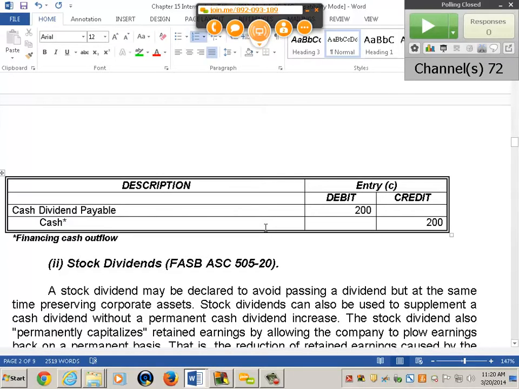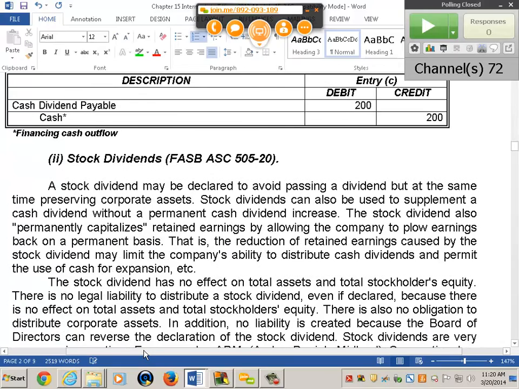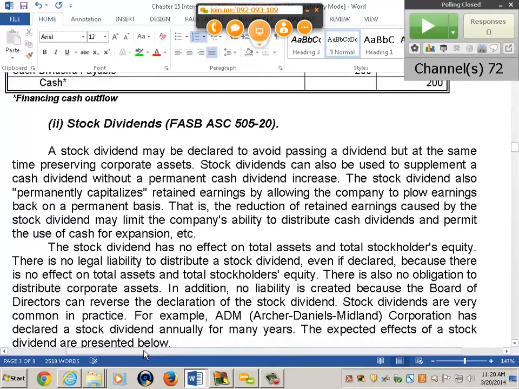Okay. Now, what I know you didn't see, stock dividends. Stock dividends are used often. They're generally used to either avoid passing a dividend, or usually it is a supplement to a cash dividend. A stock dividend, we say, permanently capitalizes retained earnings. Essentially what it means is that when you have a stock dividend, you are reducing retained earnings without using assets, so that retained earnings goes down, but the assets stay in the company.